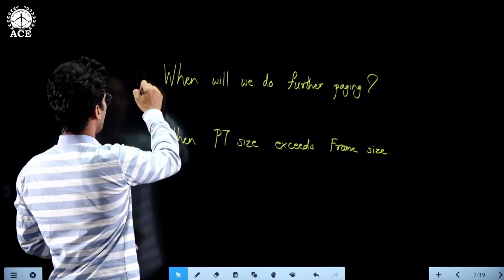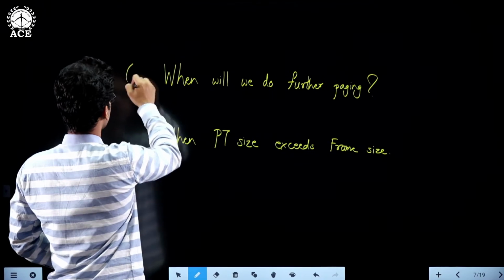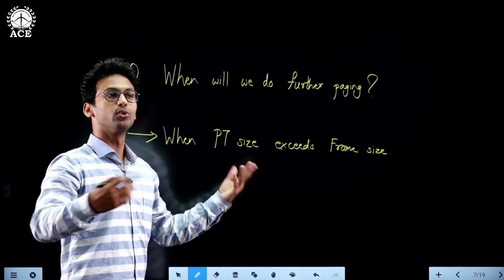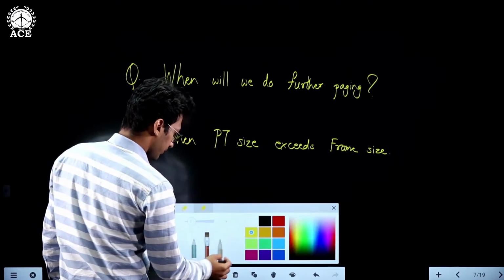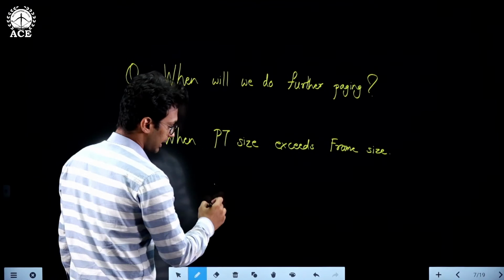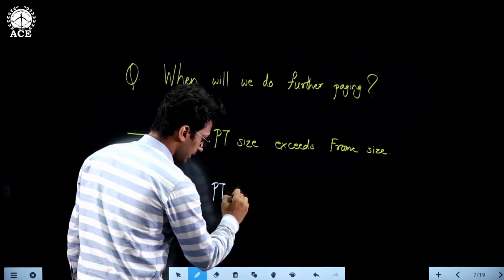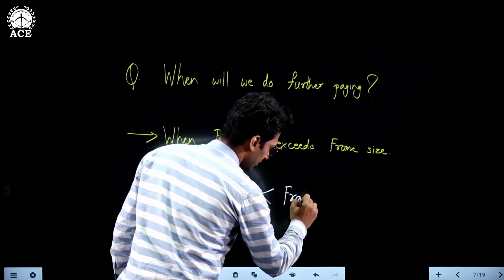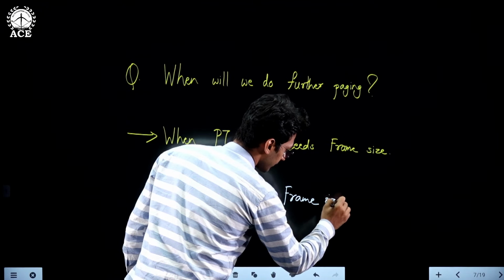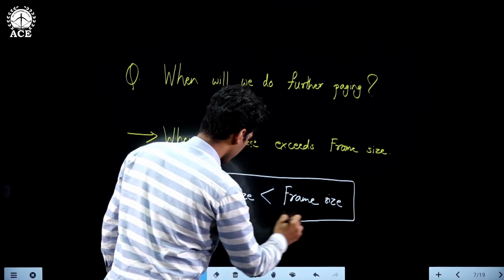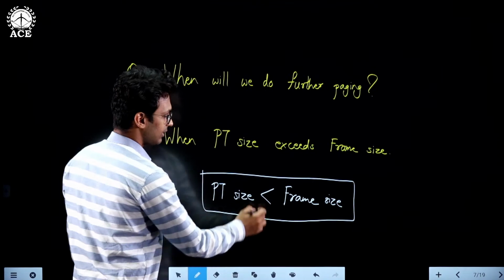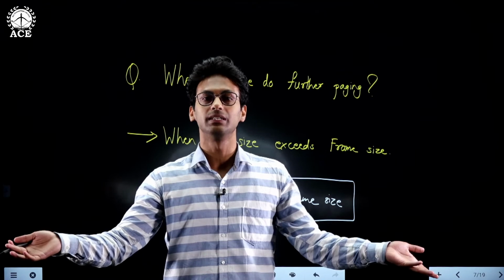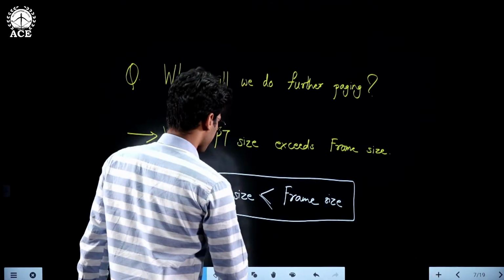This is the question, and this is the answer. When will we do further paging? When page table size exceeds frame size. So what is the condition which needs to be satisfied? Page table size should be less than or equal to frame size. If this condition is satisfied, no need to do further paging, isn't it?